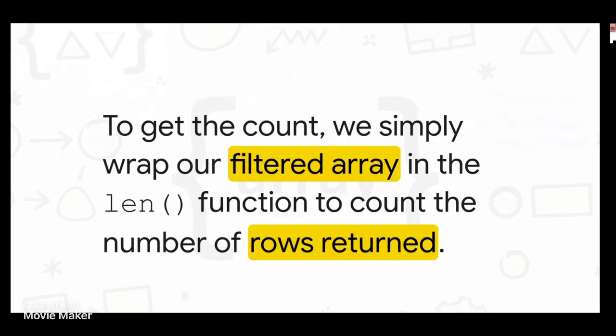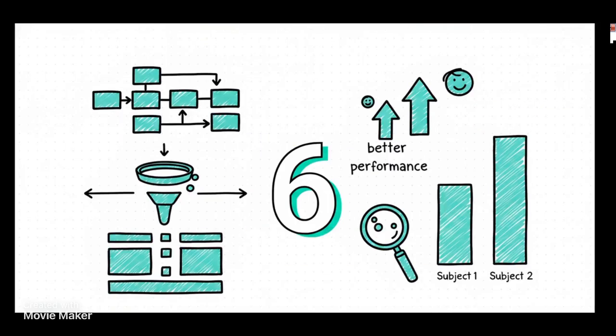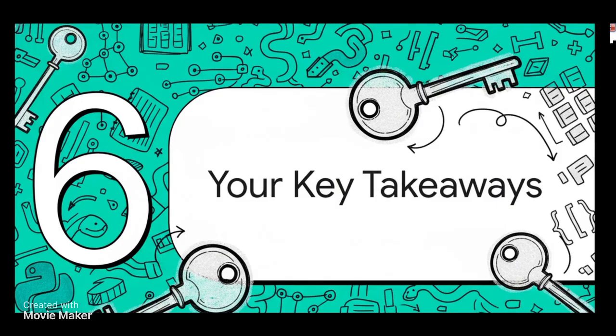And what if we don't want the names, just the number, how many students matched? That's even easier. We just wrap the whole filter thing in the len function to get its length. Simple as that. And there you have it, 6. 6 students did better in Subject 1 than Subject 2. We've just answered a pretty complex question with just a couple of lines of code. How cool is that?